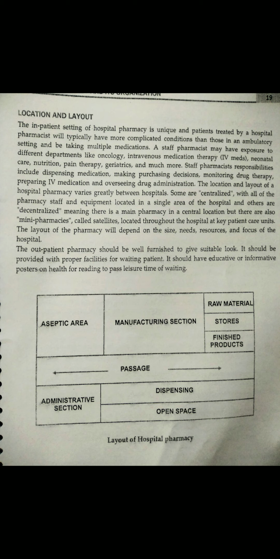Now, the location of the pharmacy in the hospital is of two types. One is centralized. Centralized means all the equipment, all the staff, and all the storage conditions are in a single area of the hospital. Single means one part is reserved for work and personnel. And the second type is decentralized.